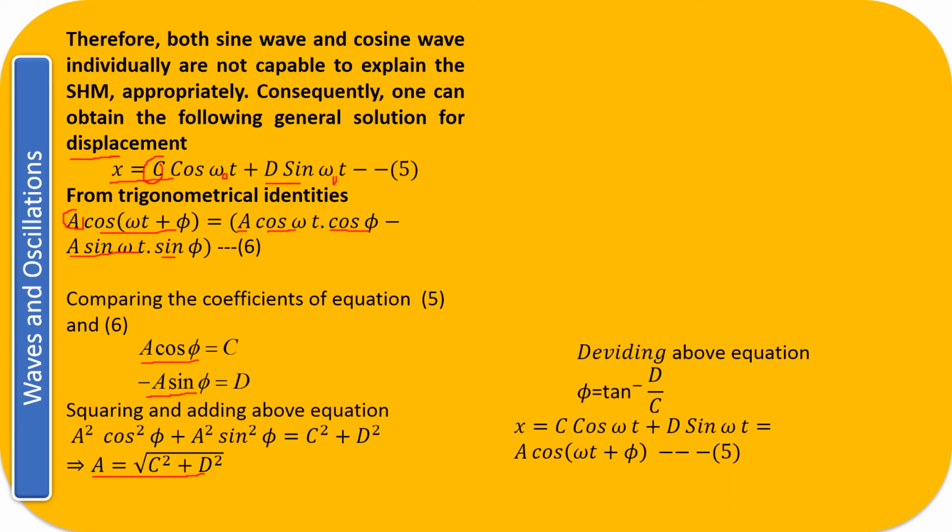So if you divide these two equations again, let us suppose this is your equation number A, and this is your equation number B. So you square and add the equations A and B, and again I am going to divide equation A by B. So sine phi upon cos phi is tan phi, and here minus. Here D has gone up, C has come down. So phi is equal to tan inverse of minus D by C. This is the phase between the components C and D, right?